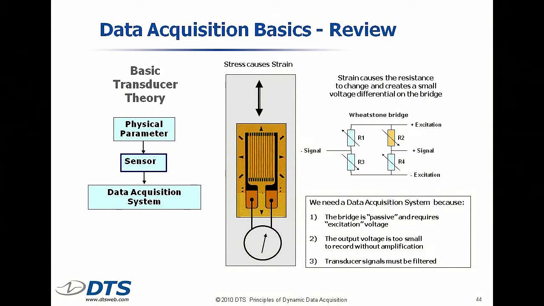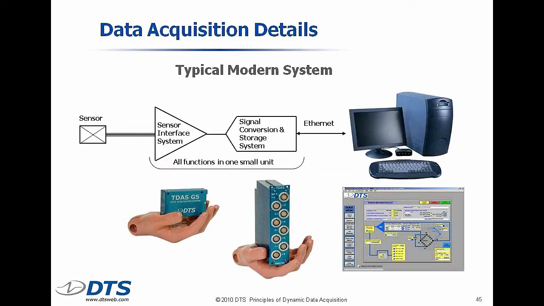So now let's go back to a little bit more detailed view of what makes a data acquisition system work. Okay, so we've got strain gauges and a Wheatstone bridge, and now we need a data acquisition system because, number one, the sensor requires an accurate voltage source, an excitation source. Number two, its output is too small to record without a special amplifier. And number three, we have to properly filter and condition the signals to get good data. So the typical modern system, again, has everything, the sensor interface and the signal conversion in one package.